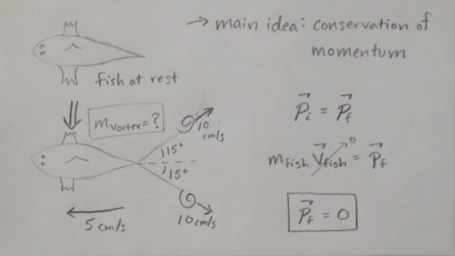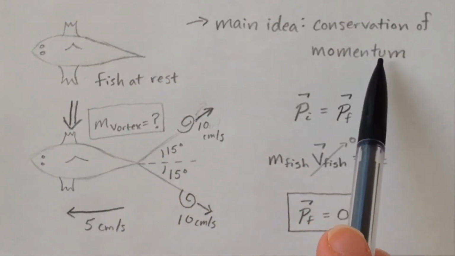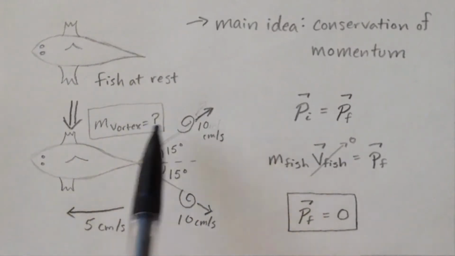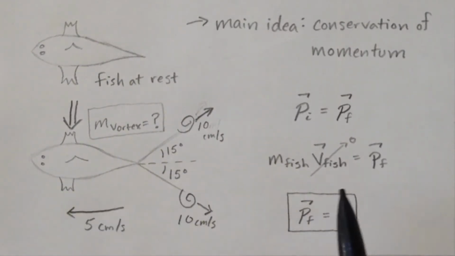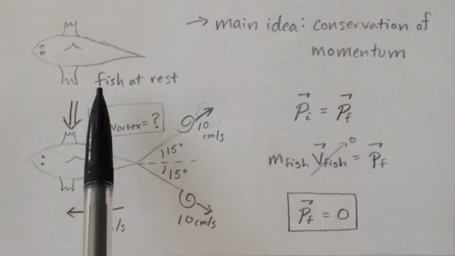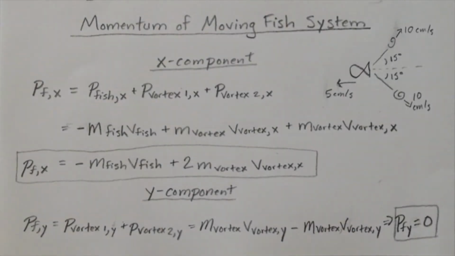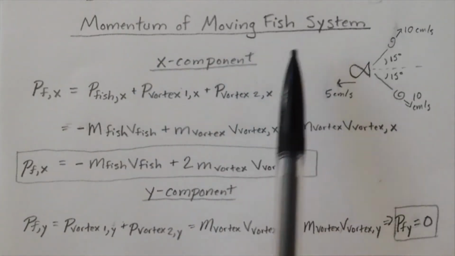The main idea that we'll employ to find this mass is conservation of momentum, meaning that we'll find the momentum of the fish when it's at rest and equate that to the momentum of the fish and vortex system, and use that equation to solve for the mass of the vortex. The fish is initially at rest, so its initial momentum is equal to 0 because it's not moving. With this condition that the final momentum of the fish and vortex system has to be equal to 0, we will be able to write an equation that will allow us to solve for the mass of the vortex.